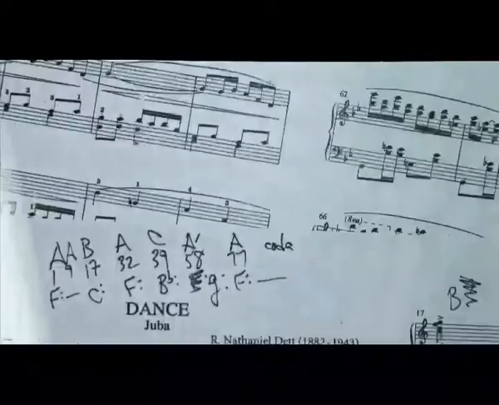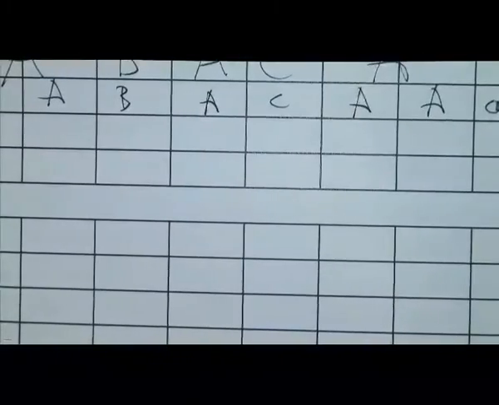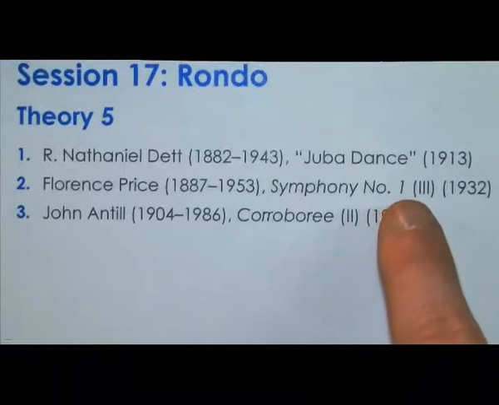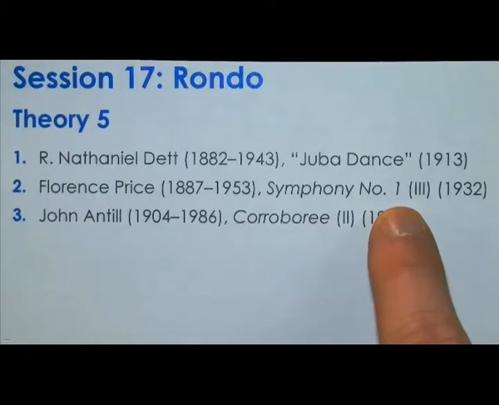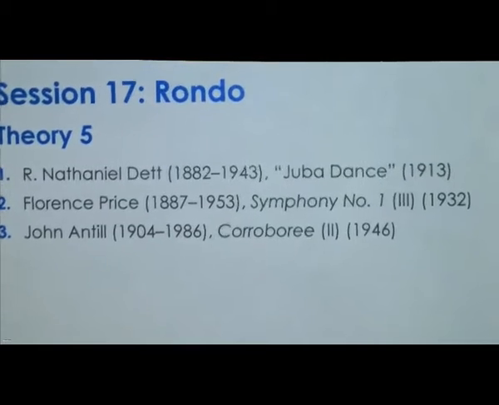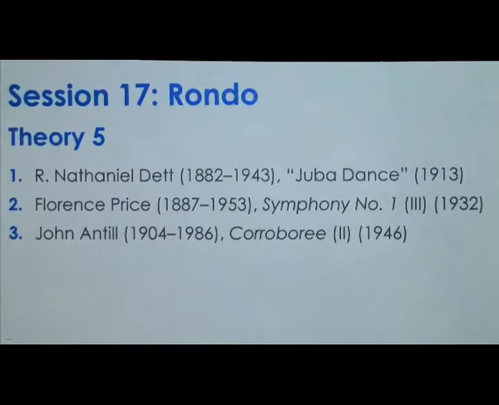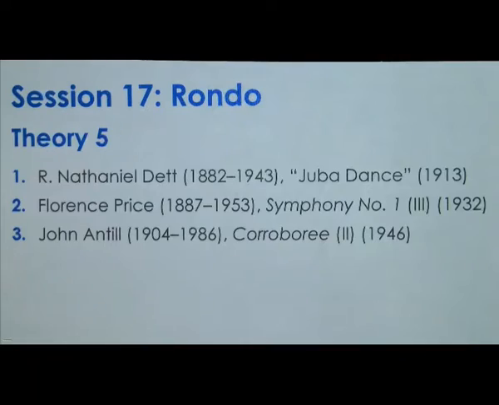So I think this one is a relatively clear example of a 5-part rondo. Now I'm going to hold off answering the question, well, why did he use rondo in this piece? I'm going to postpone that until we look at the Florence Price, because that's the third movement of her first symphony, and if you notice, the subtitle is also called Juba Dance. And so I'm going to talk about both of them as a pair. Why did both of these composers use rondo form for a work that's called Juba Dance?